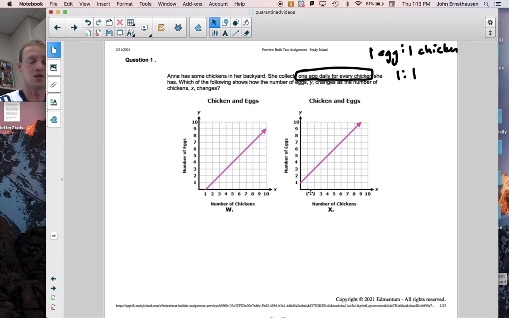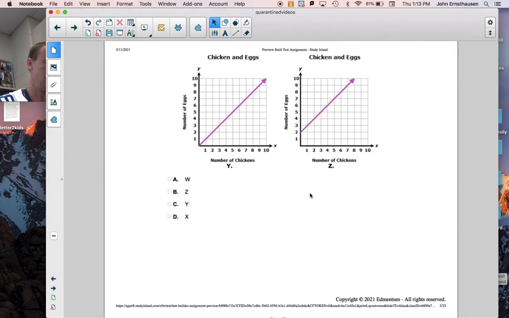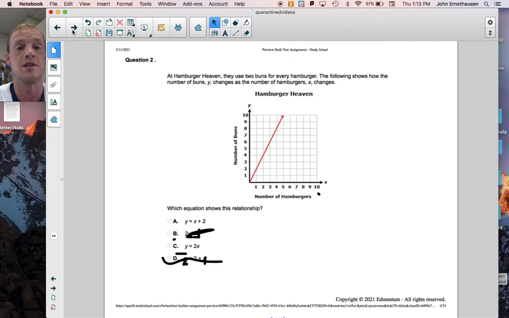So if I look at my first 2 graphs here, this would be 1 to 0. This would be 0 to 1. Those don't work. If I look at this one here, this would be 1 to 1, 2 to 2, which equals 1 to 1, 3 to 3, which equals 1 to 1. So it looks like Y works. And this last one here would be 0 to 2. That is not 1 to 1. My answer would be Y based on the information.